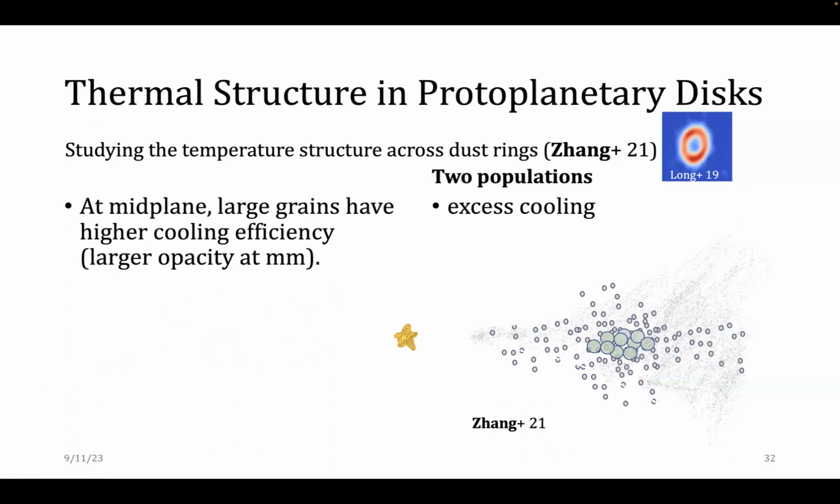And the other mechanism that we identified for temperature variation at the ring is the so-called excess cooling. This mechanism needs two populations of dust. But this is quite normal at a pressure bump, because at the pressure bump, the big particles are more efficiently trapped and concentrated at the midplane, and also trapped in the radial direction. And smaller particles are more spread out, both radially and vertically. We also know that large particles have higher cooling efficiency because they have larger opacity at millimeter wavelengths.